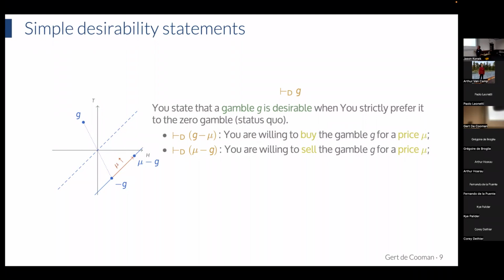Mu minus G, what happens? I give away G, because there's a minus in front of it, and in return, I get mu. So I'm selling the gamble G for a fixed price mu. I'm willing to sell, or you are willing to sell, the gamble G for a price mu. That transaction is strictly desirable to you.